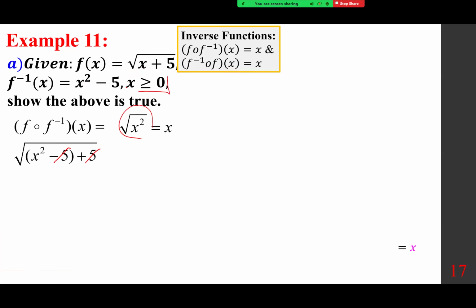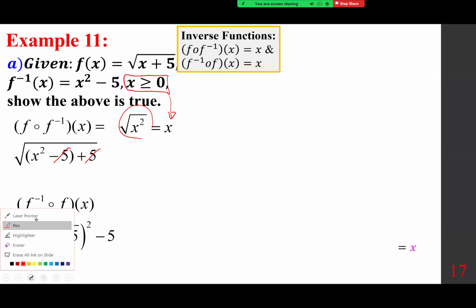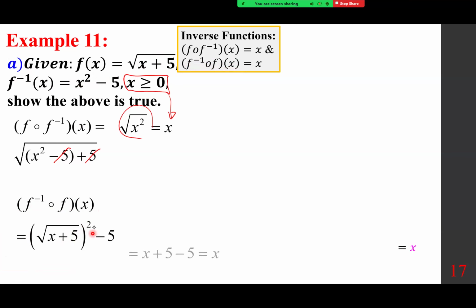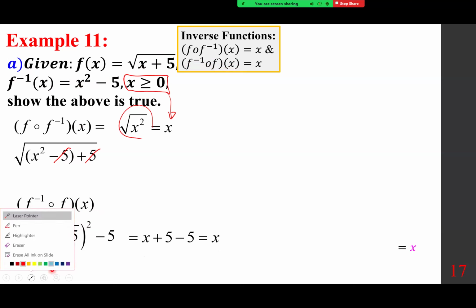Please pay attention to the fact that this says x is larger than or equal to 0. Otherwise, square root of x squared is absolute value of x, okay? And so the reverse, the second one, you don't have to do, but we want to verify that f inverse of f of x, that means go to this function and replace the x with square root of x plus 5. This is simple. When you square this, square root just comes out, becomes x plus 5. And these two cancel each other. The answer is x.